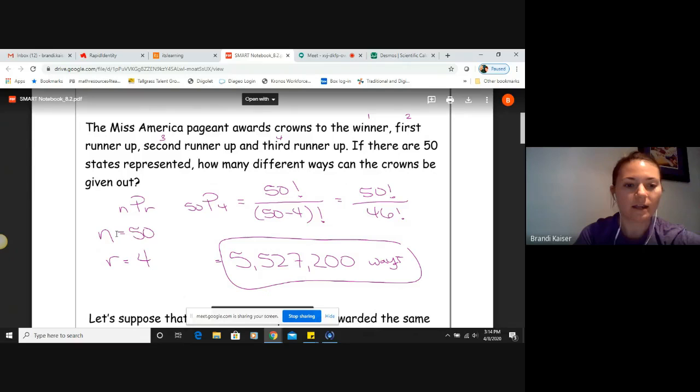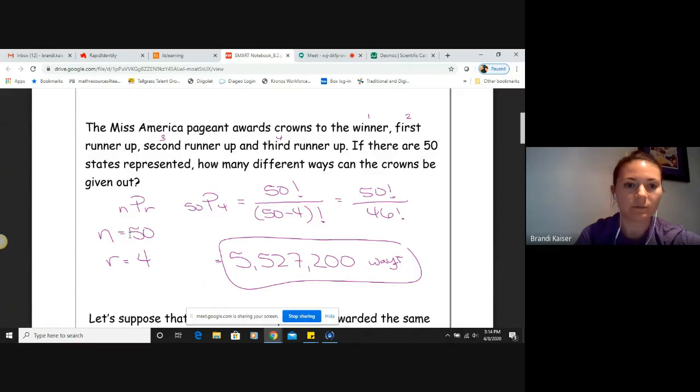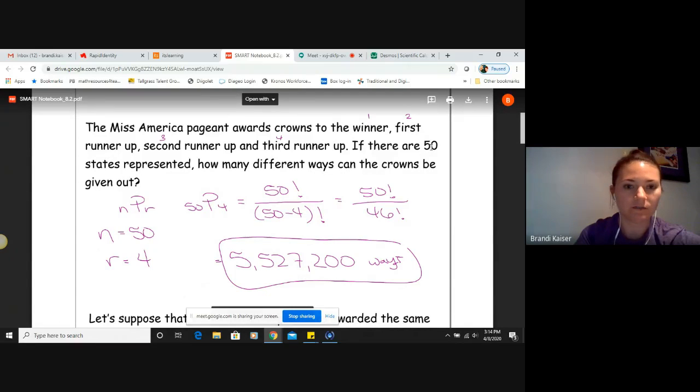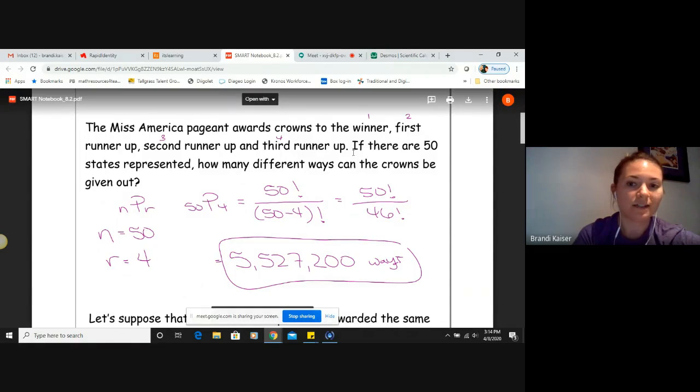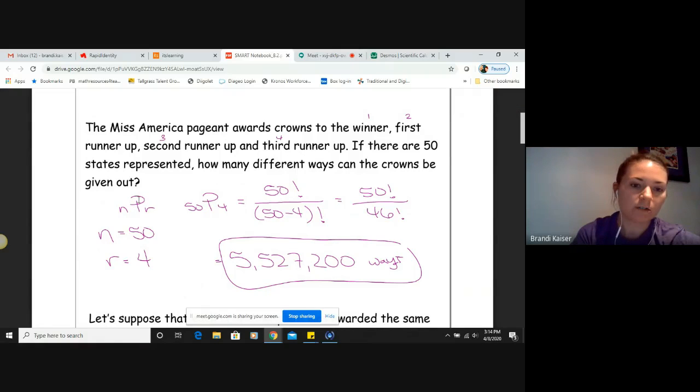Okay, so our N, the total number of things we have to pick from, is 50 because there's 50 states, 50 contestants. P, this is a permutation. Order definitely matters here. Someone who doesn't get anything is going to be really upset, whereas the winner is going to be the happiest person, obviously, if they won. So make sure you are using a permutation. And then we're choosing four spots.